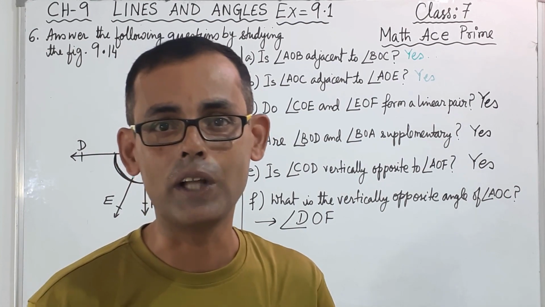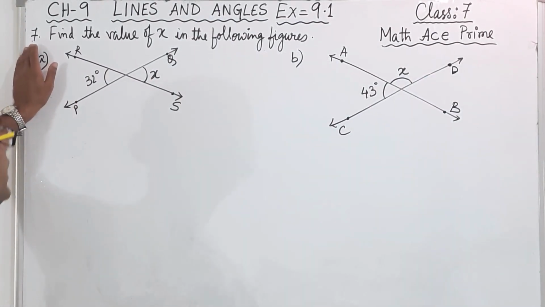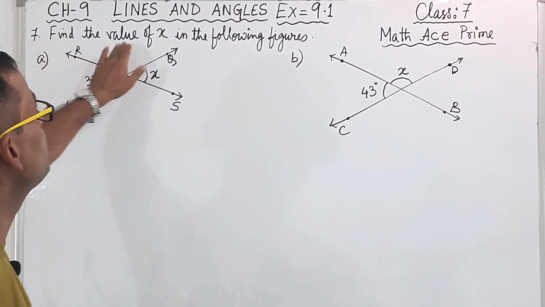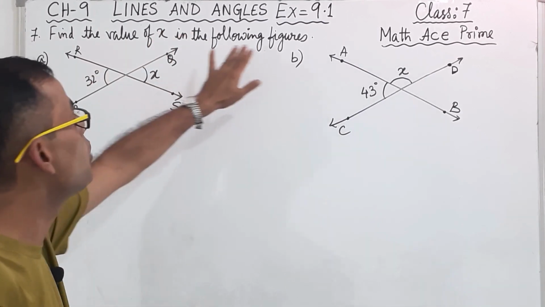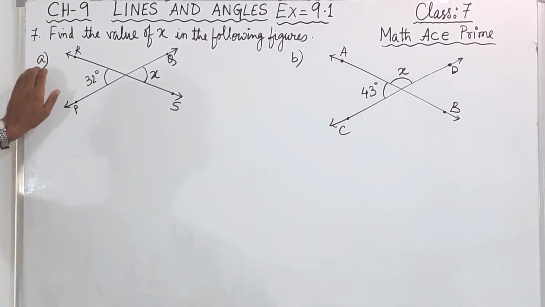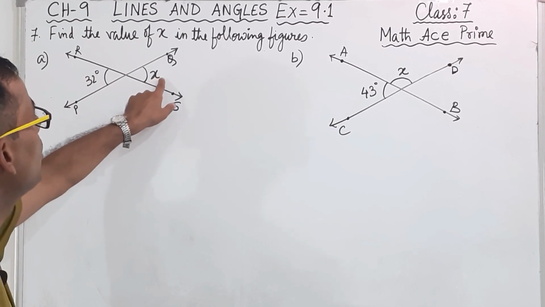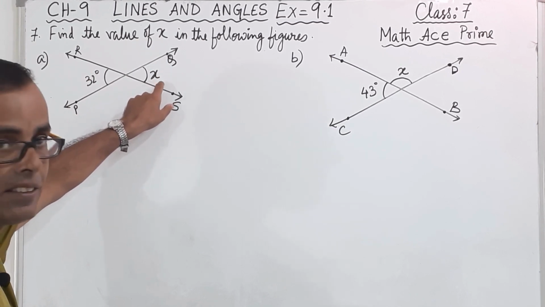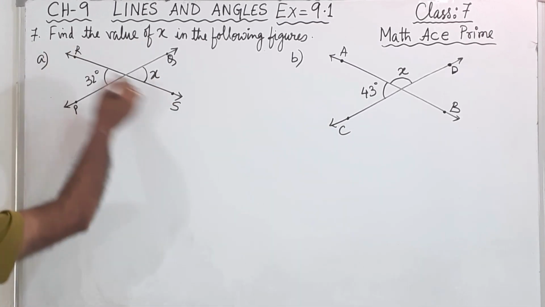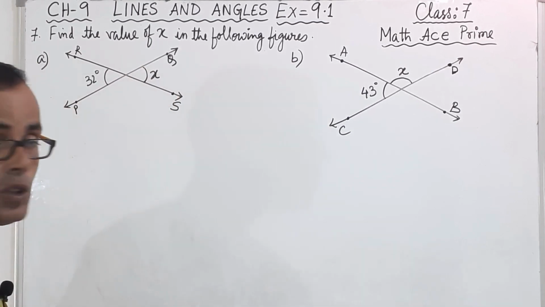Now we will move on to the next question. Now we will solve question number 7. So what it is telling, find the value of x in the following figures. So you have to find out the value of x. So let us take this one. So this is the diagram, and here you have to find out what is the value of this x. Okay. So you can see two lines are intersecting. Then these two angles are what? Vertically opposite to each other.